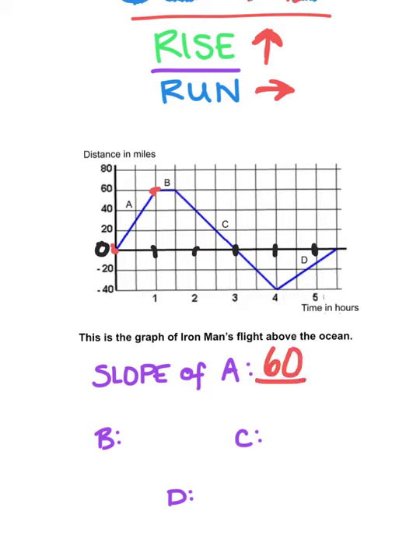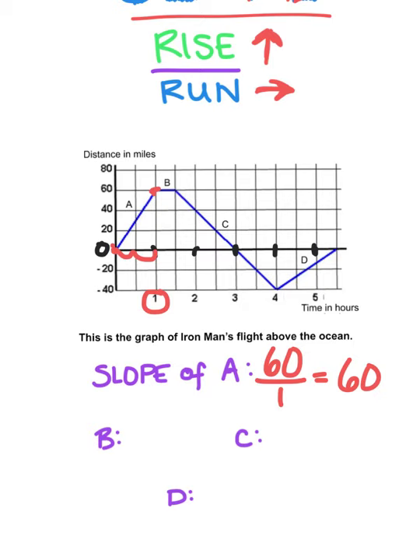And then I look at the time that's going this direction. And I notice even though it's 2 boxes, I land on 1. So that means each of these boxes must represent half an hour. So my slope is 60 over 1, which we could simplify as just 60 for section A.